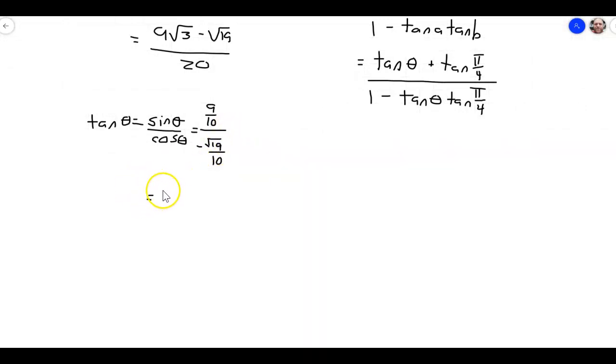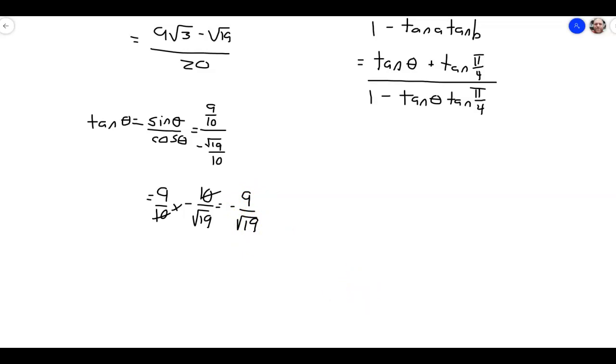So that's equal to, if we multiply by the reciprocal of the denominator, that's a negative 10 over the square root of 19. So those will cancel out, and I'm left with a negative 9 over the square root of 19.